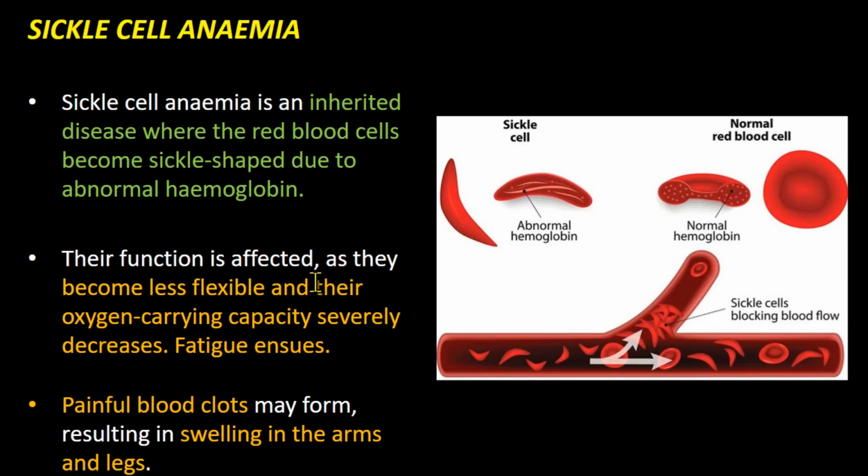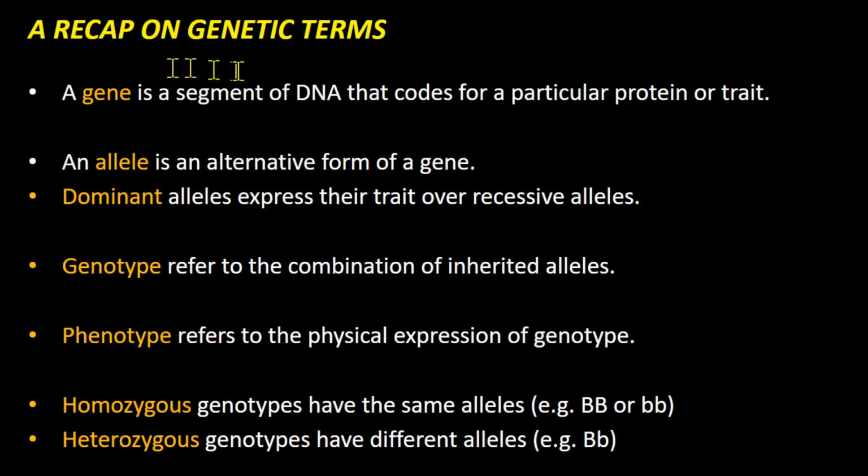So their function is affected as they become less flexible and their oxygen carrying capacity severely decreases. Fatigue or tiredness will ensue because they don't have enough oxygen for respiration. Painful blood clots may form, and this would result in edema or swelling in the legs and the arms, basically extremities of the body. So here's a recap on some genetic terms.